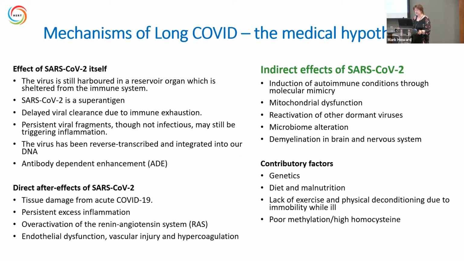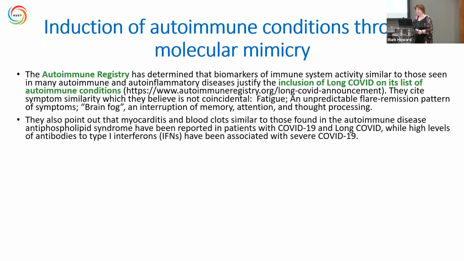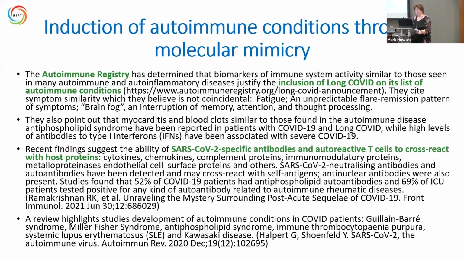Right, let's look at the indirect effects of SARS-CoV-2 now. The first one of these is autoimmune conditions through molecular mimicry. The autoimmune registry has now included long COVID on its list of autoimmune conditions. That's quite interesting. And we saw in my earlier lecture the vast range of autoimmune conditions which can be caused in long COVID. Recent studies suggest that SARS-CoV-2 specific antibodies and autoreactive T cells cross-react with host proteins, which is exactly how an autoimmune condition starts.